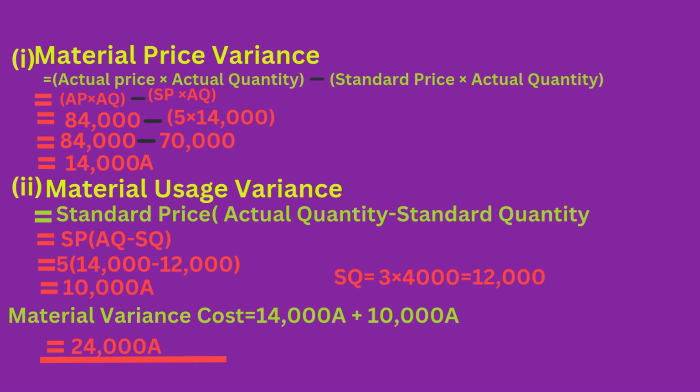Now, going back to our example, we are required to calculate the material cost variance. So we say material cost variance is equal to material price variance plus material usage variance. So we get 14,000 adverse plus 10,000 adverse, which gives 24,000 adverse. And that's how to calculate material cost variance.